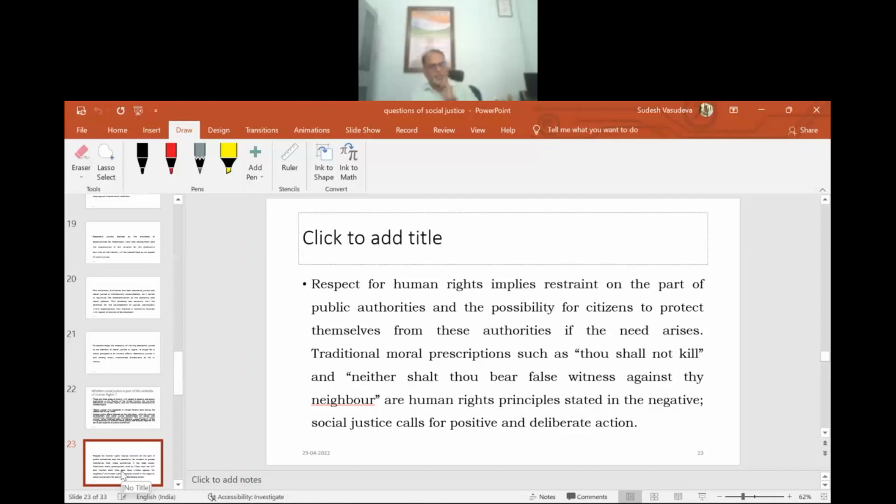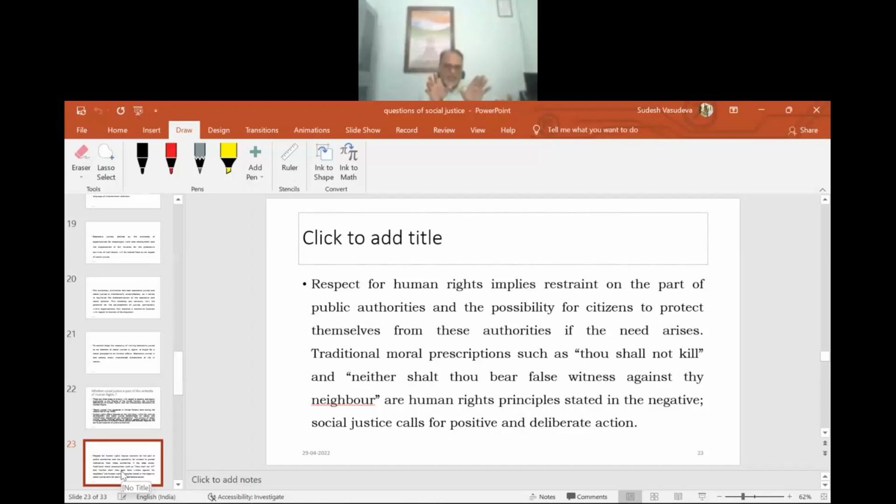Traditional moral prescriptions like those given in the Bible and other holy documents, thou shalt not kill, neither shalt thou bear false witness against any neighbor, are human rights principles stated in the negative. Social justice calls for positive and deliberate action.